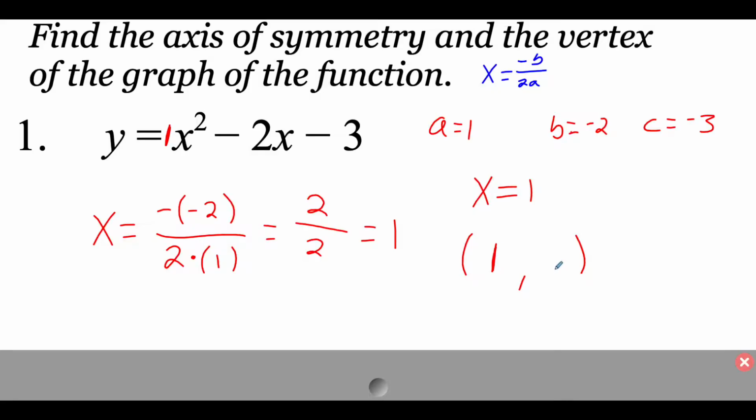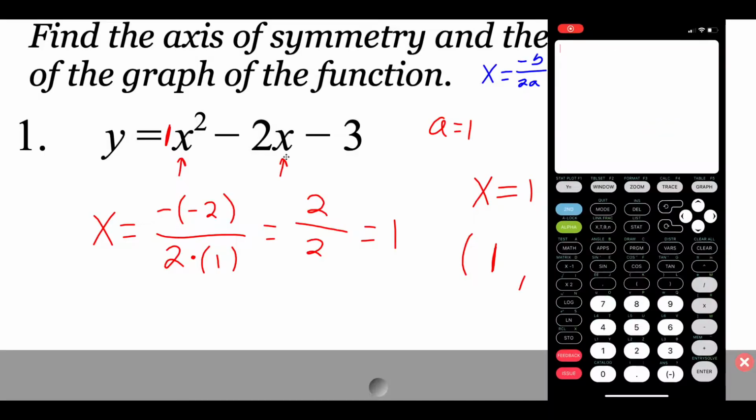Now, in order to find the y value for the vertex, I want to take that 1 x value and plug it in for x in the equation, and then simplify down to figure out what my y value is. And I'm going to use my calculator to help me out with that. So in my equation, I'm plugging in that 1 for the x value. So the first thing we've got is that x value of 1 being squared minus 2 times that x value of 1, and then minus 3. So I type all that in, I hit enter, and I get negative 4 as my answer.